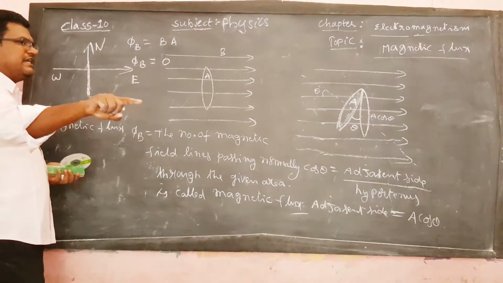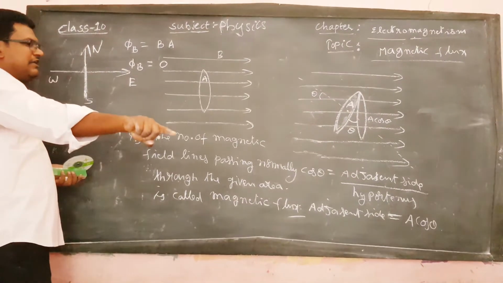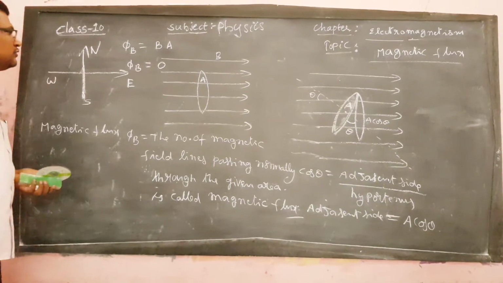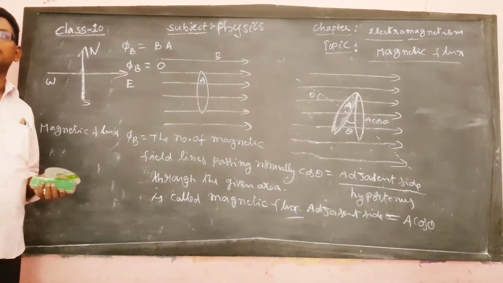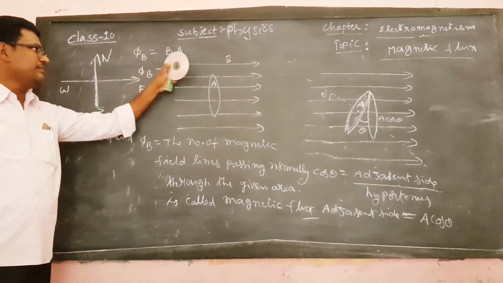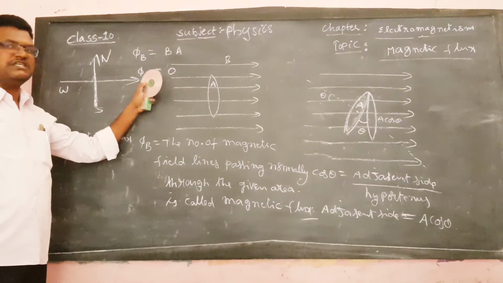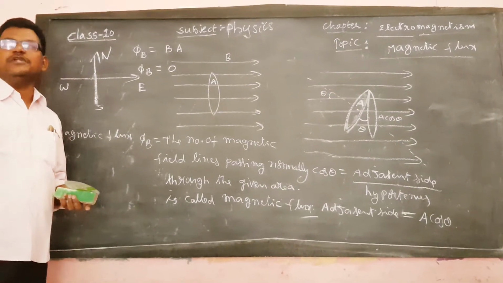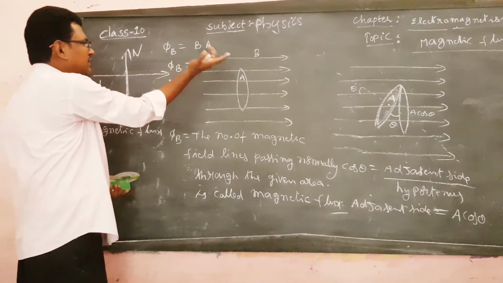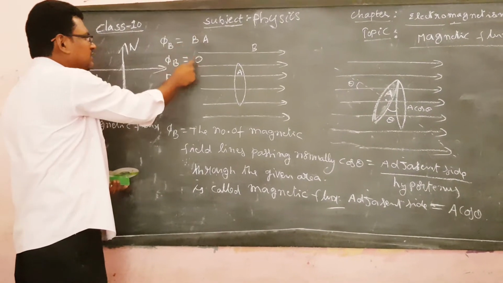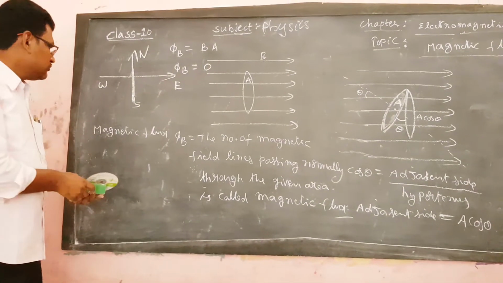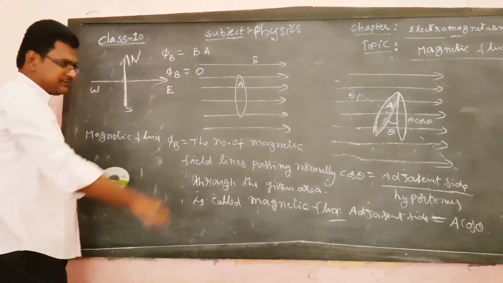When the surface area is parallel to the magnetic field, then the magnetic flux phi B is equal to 0. So there are two cases. One is when the surface is perpendicular to the magnetic field, the flux is maximum, that is phi B is equal to BA. The other case is when the surface area is parallel to the magnetic field, no magnetic field lines pass through the area, so the number of field lines is 0, 0 into area is 0. So the flux phi B is equal to 0.